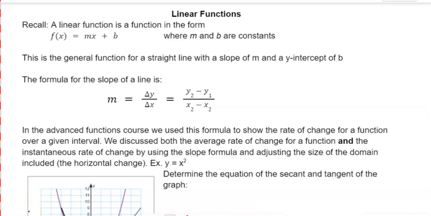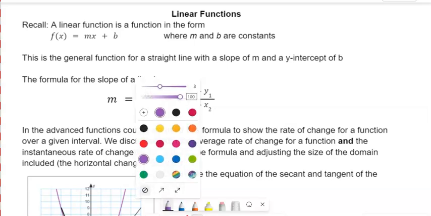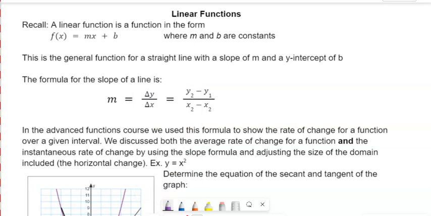So it is important to remember the formula for slope. And the formula for slope is this: the change in the y, which is the rise, because y is our rise, over the change in the run. So rise over run, that's the change in the y compared to the change in the x.